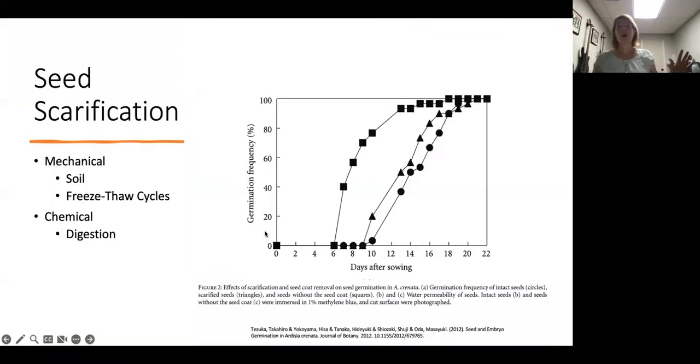Okay, so I put graphs in here. I wasn't sure how technical you guys like to be, but I love graphs a ton. It's one of my favorite things.